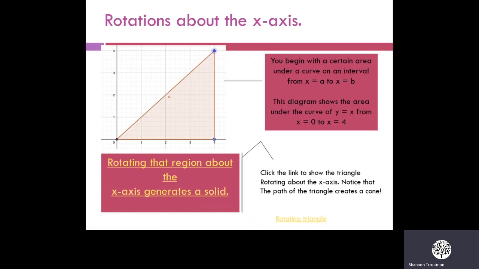Okay, so what is this all about? What's happening here is you're going to be starting with a cross-sectional area. You can see here we have our region bounded by the line y equals x from x equals 0 to x equals 4. And you would know how to find the area of this triangle by doing an integral. But what we're going to do is find volume by rotating this about the x-axis.